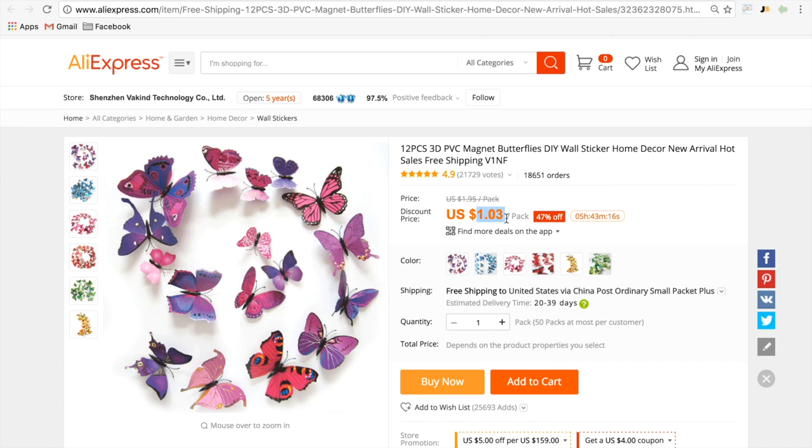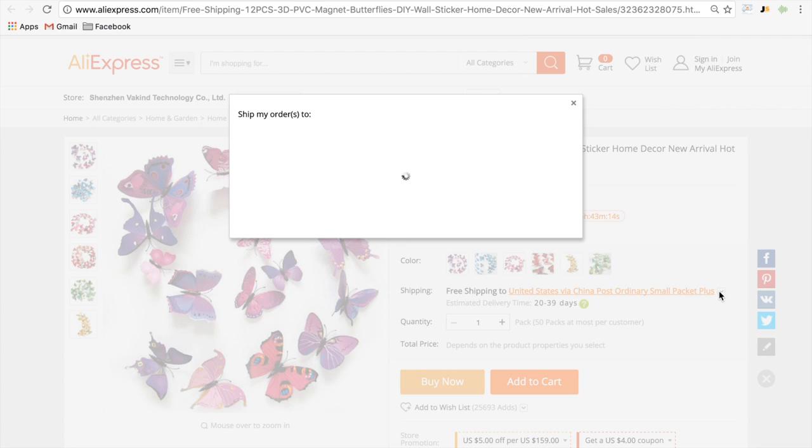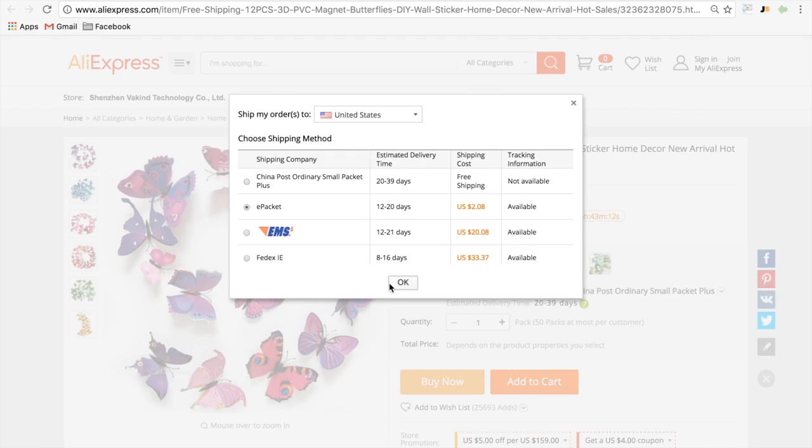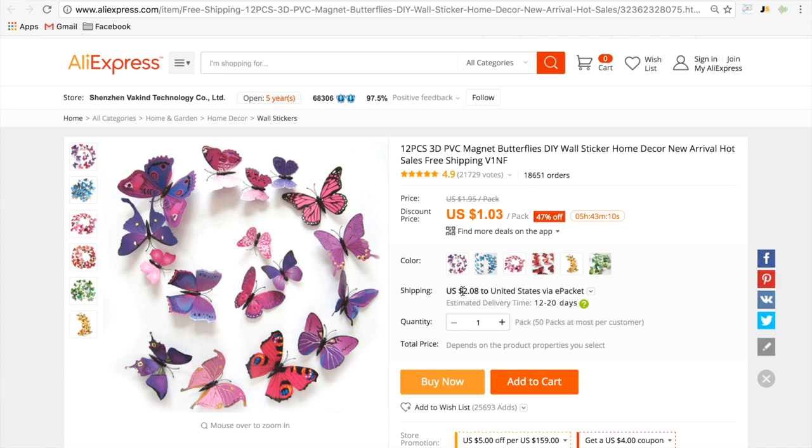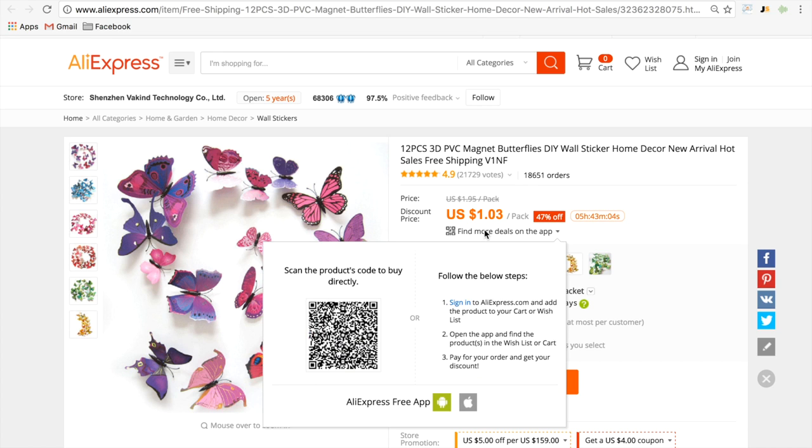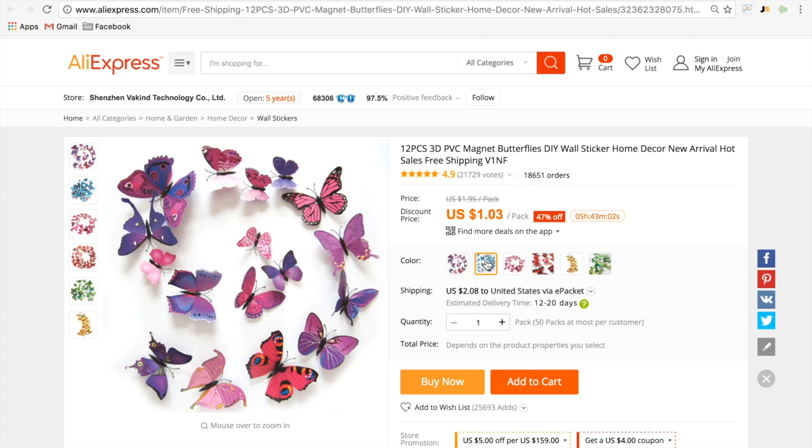It costs $1 to get this product plus the e-packet, which is $2. You can sell this for $12.95, which is $13 minus the $3. That's $10 profit, right? After fees and everything, you're getting even more than 50% profit with this product. So this is definitely a good product.